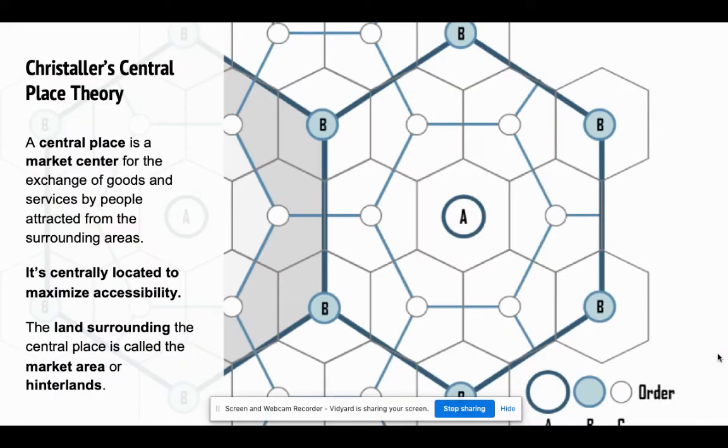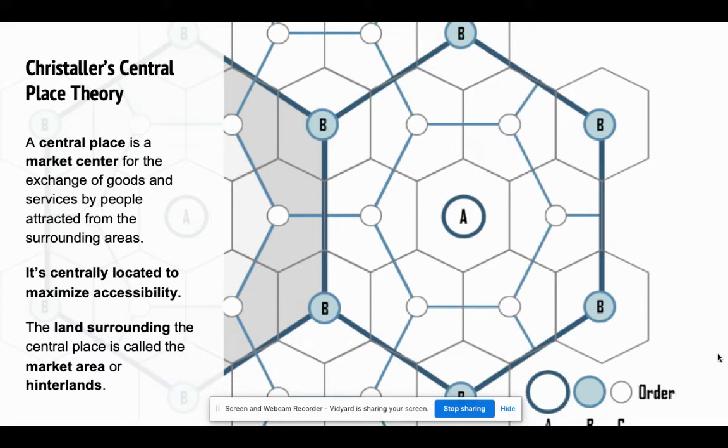Okay, so the next very, very important model/theory that we're going to talk about is something called the central place theory. This has literally been on every single AP exam, and it's very important. So the central place theory was created by a geographer named Walter Christaller, and it uses a pattern of hexagons to locate what he calls a central place. The central place, as far as geography goes, is basically just the market center or a city. And the center of that market deals with the exchanging of goods and services.